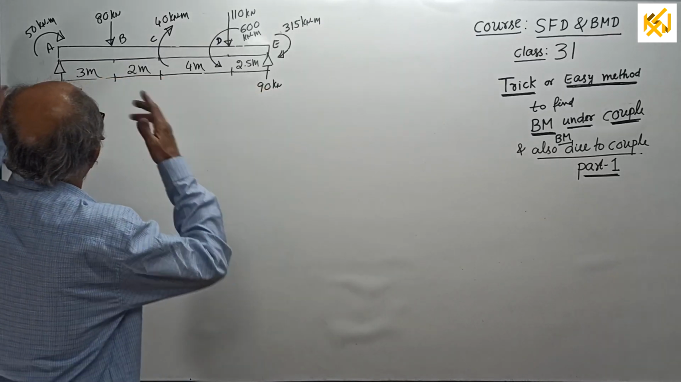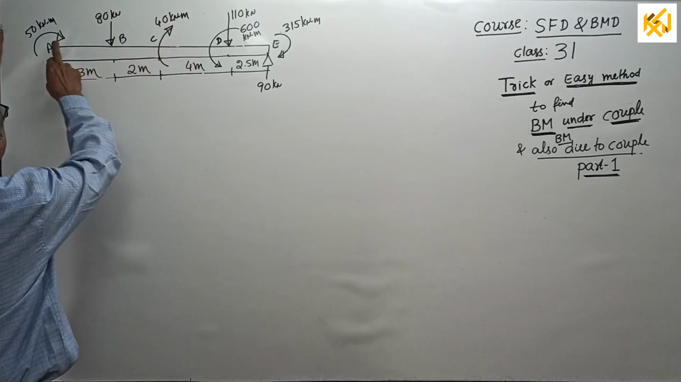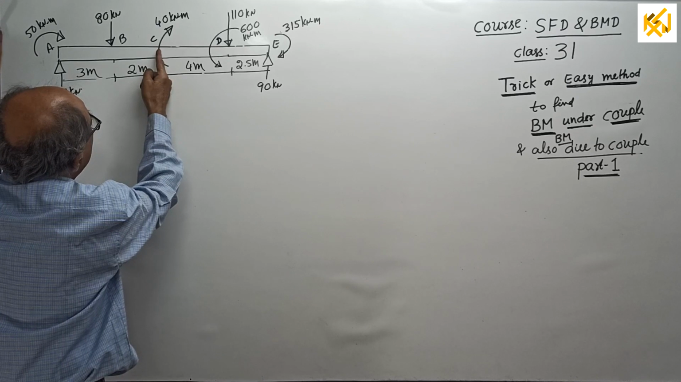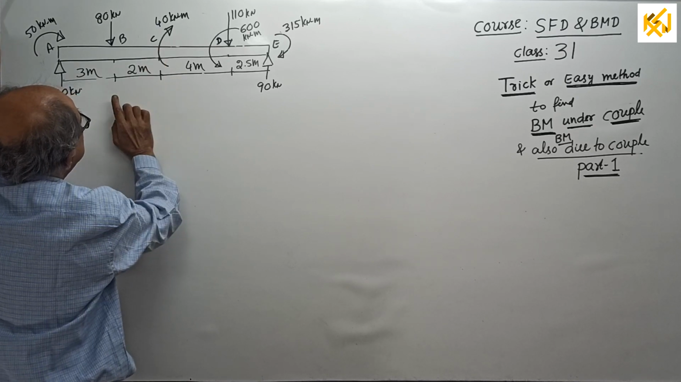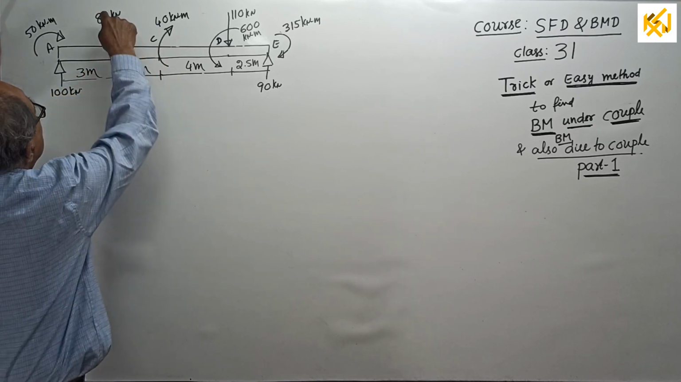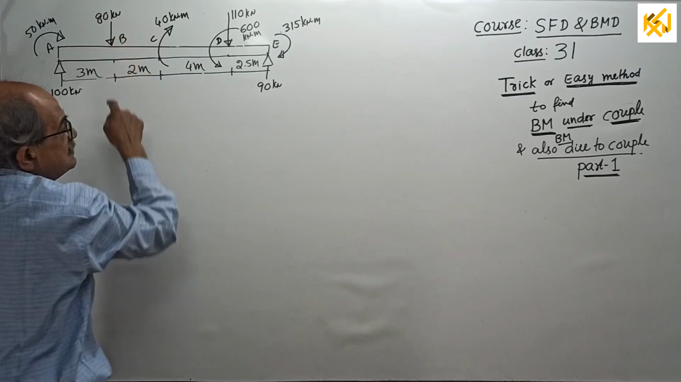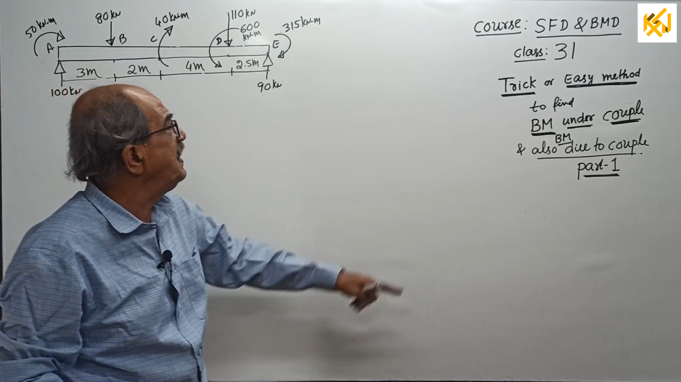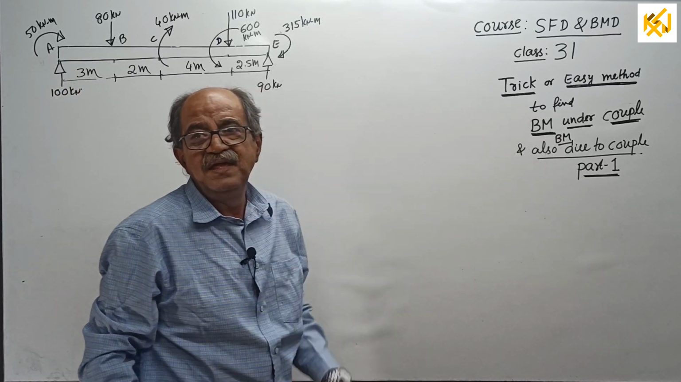Okay, now see. Suppose I want BM. What I will do is come here now. BM at C twice. See, shear force is not a problem. Under 80, shear force twice, that is not a problem. It will come. The trick I told is not for that one. The trick I told is for a couple.